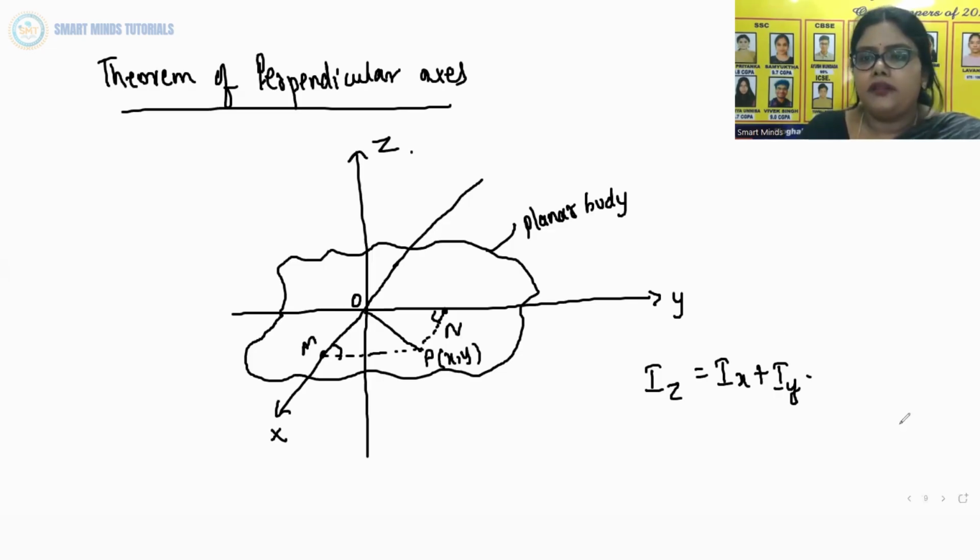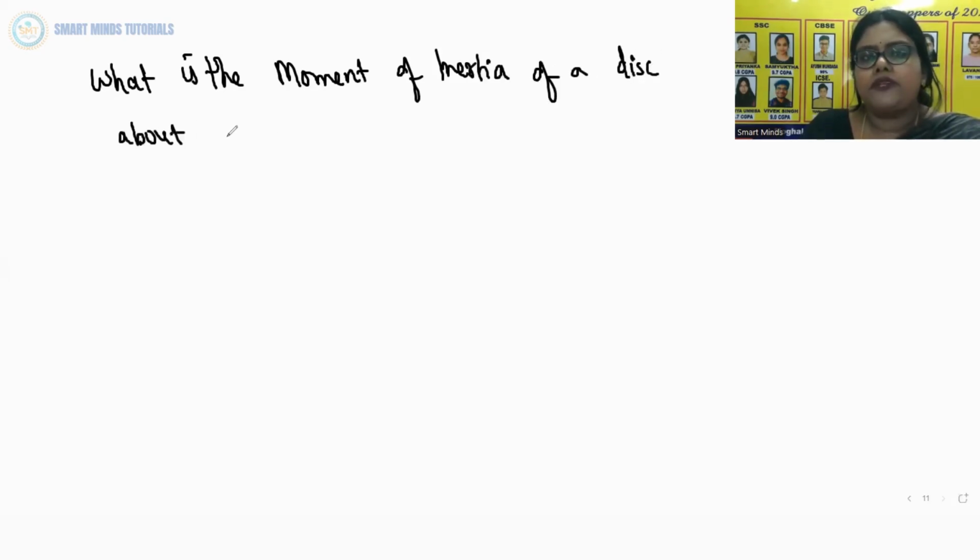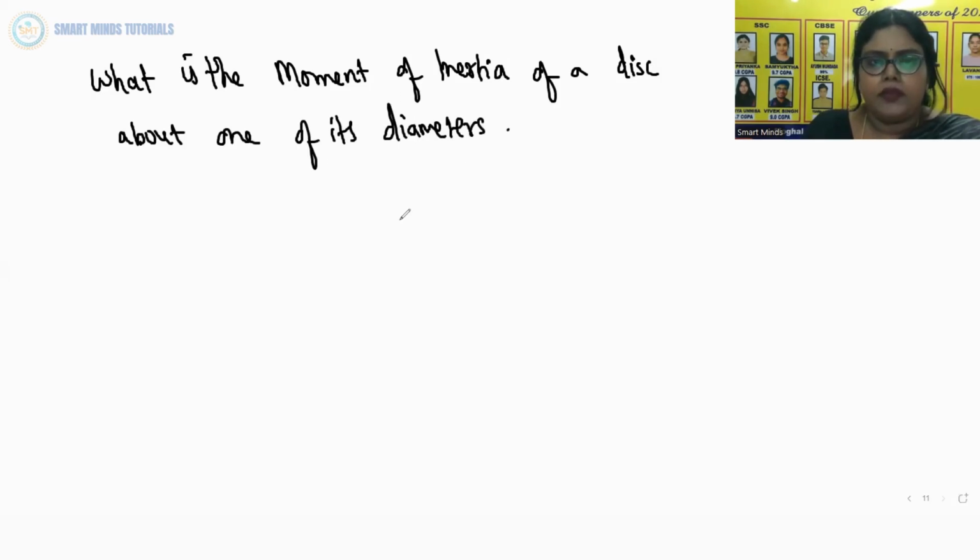Let us look at the usefulness of this theorem. First, let us understand what the moment of inertia of a disk about one of its diameters is. Now you see this is a disk.